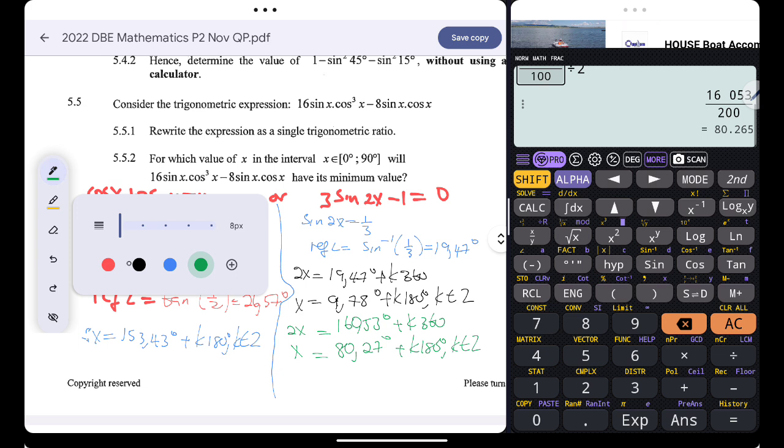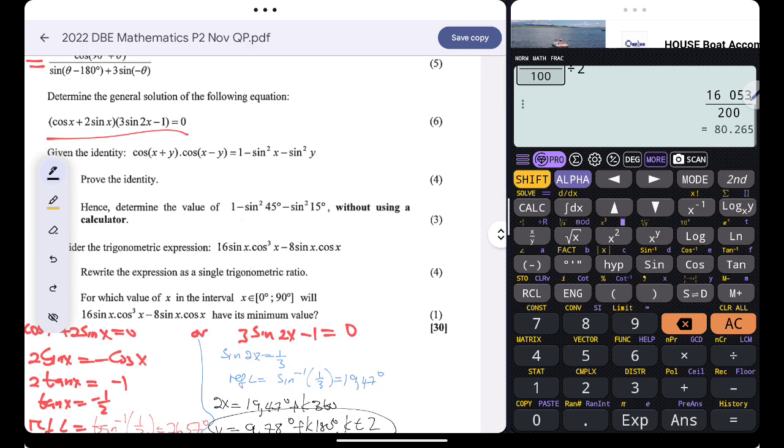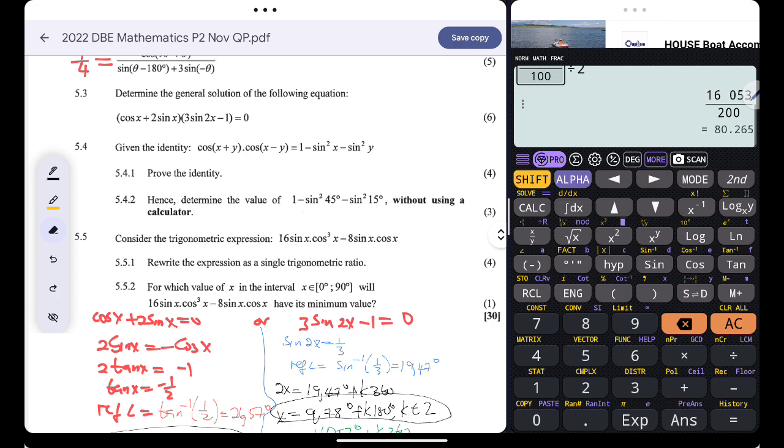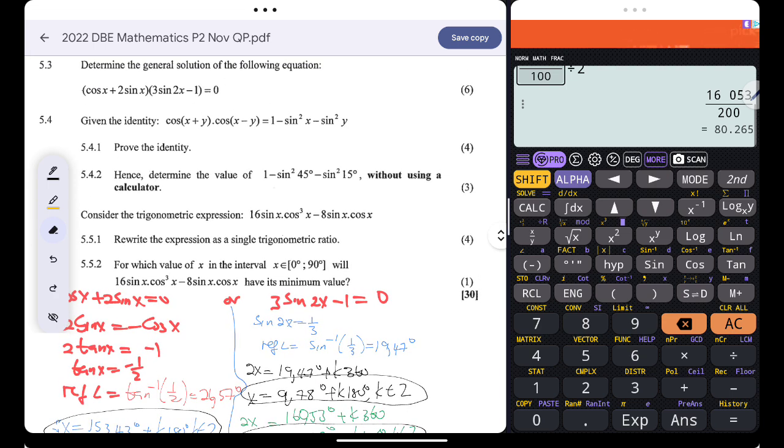Right, together. So the solutions, these are my solutions. This is the first one, second one, and third one. Then you get your full 6 marks. Right, together. Let me write all of them here. Set x is equal to 9.78 degrees plus k, where k is an element of integers.